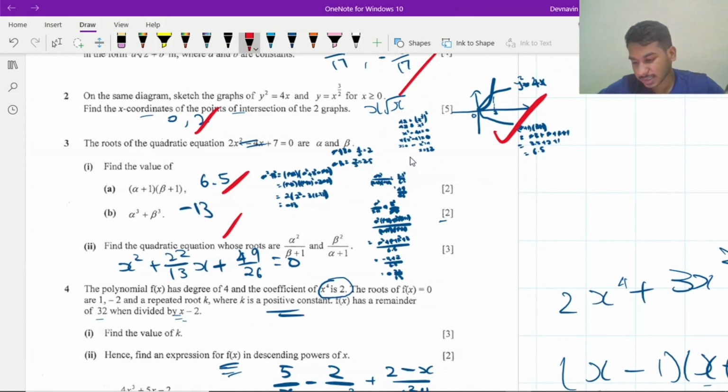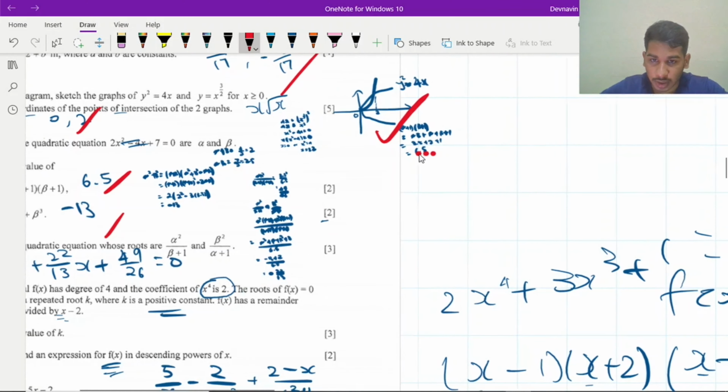And then it is 26x squared plus 64x plus 49 equal to 0. Something might be wrong. No, wait. If I times both sides by 26, that will become 44. Not. Right? Yeah, so something is wrong. So let's see. Something like the sum of roots is wrong. The sum of roots is wrong.